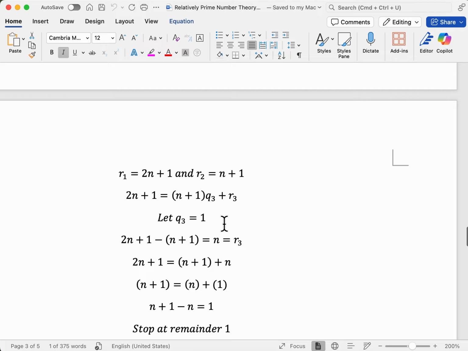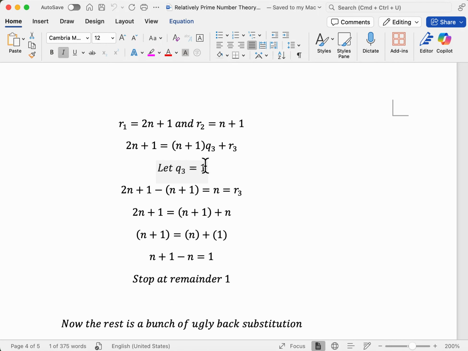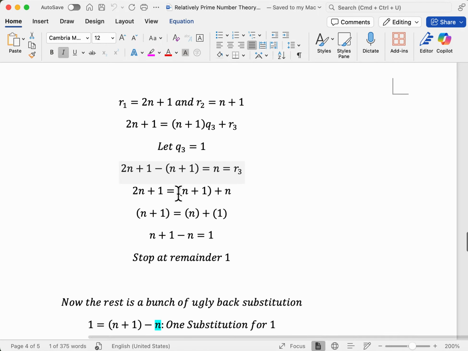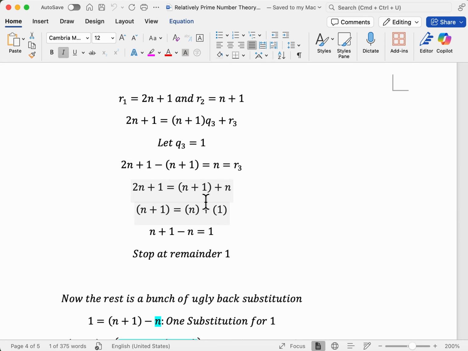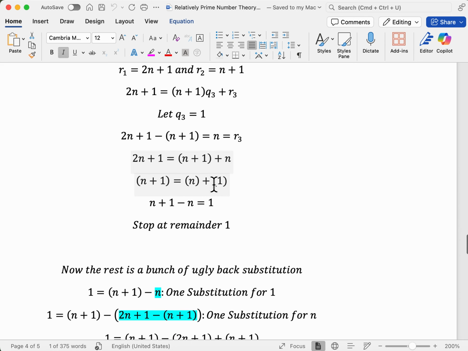Repeat the same process. And yeah, q3 is 1. Voila, we get n plus 1 equals n plus 1. n plus 1 minus n equals 1. Stop. We are done.